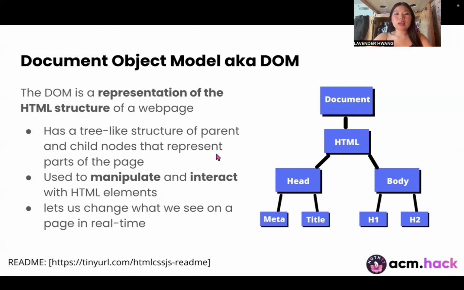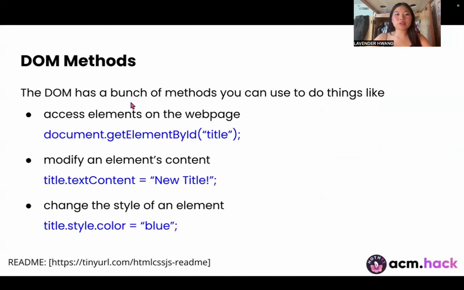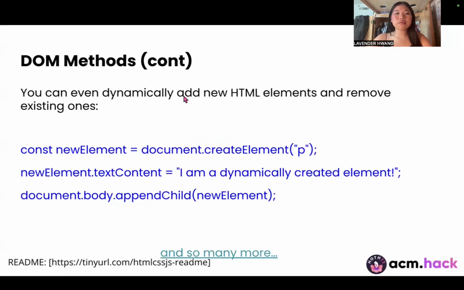And let's see a bit more about the DOM. It has a bunch of methods you can use to do things like access elements on the web page, right? Or modify an element's content or change the style of an element. And then you can even dynamically add new HTML elements and remove existing ones. So in this example, I would create a new paragraph element with this line of code.